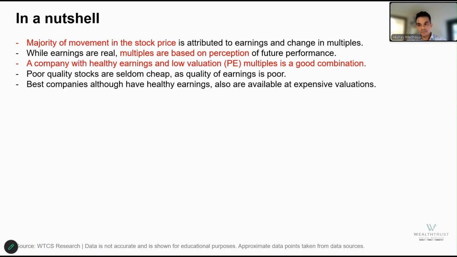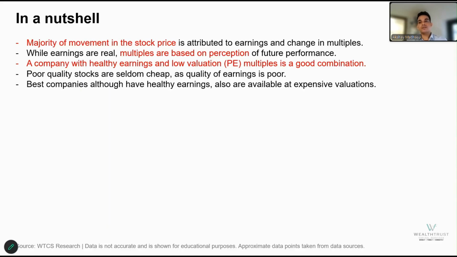Just to sum it up, a majority of movement in the stock price is attributed to earnings and change in multiples. A company with healthy earnings and low valuation PE multiples is a very good combination to have in your portfolio. I would like to emphasize that poor quality stocks are seldom cheap, as the quality of earnings itself is poor. That is why you will see a lot of businesses available at 5, 6 times earnings. But if the quality of earnings is poor, if they do not have a viable product or are in declining industries, they are most likely to remain at that price to earnings multiple, and you will never see that expansion.